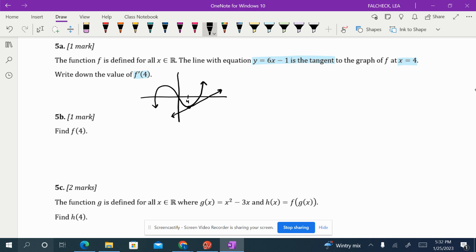The equation of that tangent line is going to be y equals 6x minus 1. If you'll notice, the slope of the tangent line is 6. That is a very useful piece of information. So if I took the derivative of f, f prime, and evaluated it at x equals 4, I should get the slope of the tangent line at that specific point, which is 6. So I have now answered this question without doing much work at all.